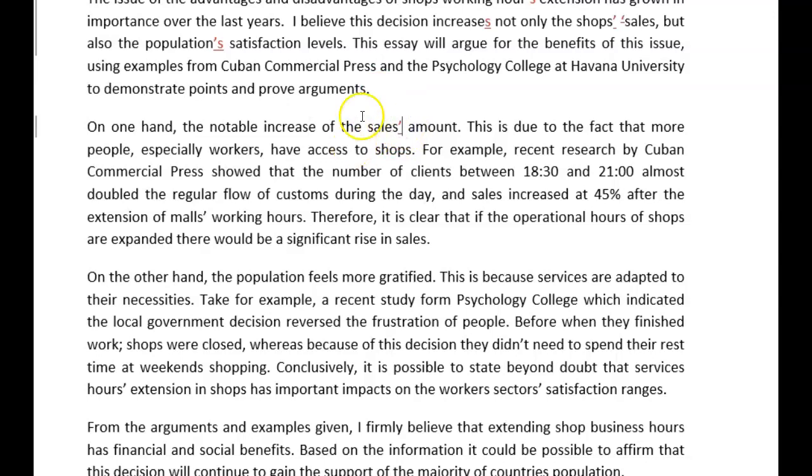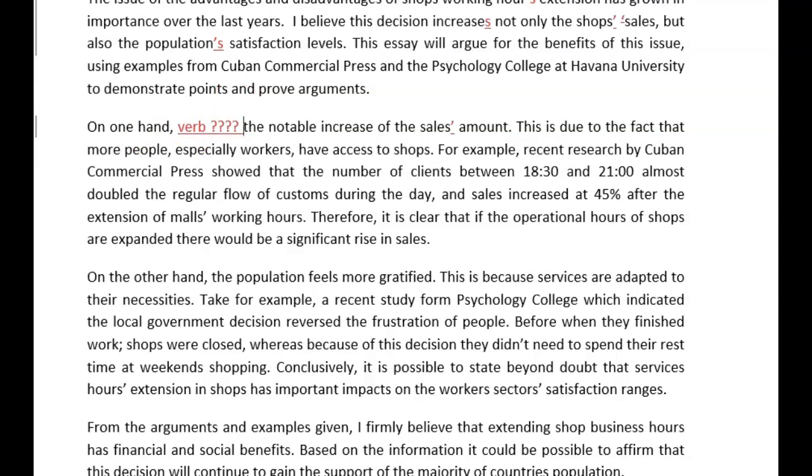Possessive again, right? So you really need the verb here. I gave you an example of how that could be done. There are many other ways to do that, so you can try and experiment. This is due to the fact that more people, especially workers, have access to shops. Okay. For example, recent research by Cuban Commercial Press showed that the number of clients between age 6:30 and 21.